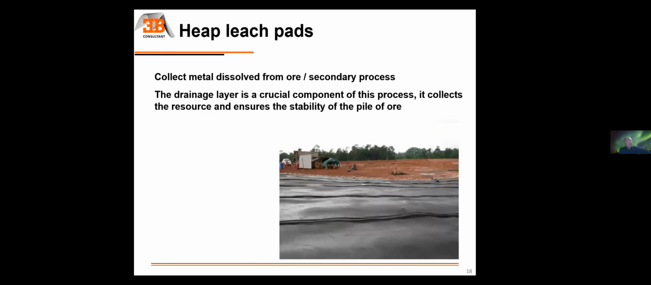Heap leach pads in mining. So the ore, after the first treatment, very often there is still a remaining fraction of the metal which is in the ore, and strong acids or strong bases are injected on the ore, and that will have an impact, and this acid will dissolve the metal, and the drainage composite will have to drain away the acid full of dissolved metal for further treatment. So in that case, the drainage layer is a crucial component of the process. It collects basically the resource from these pads.